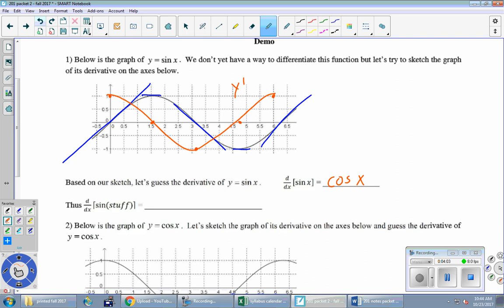I've been teaching this for a long time. This one still gives me goosebumps. The derivative of sine of x should not be as clean as cosine of x. It is crazy that it works out. Think about the unit circle.